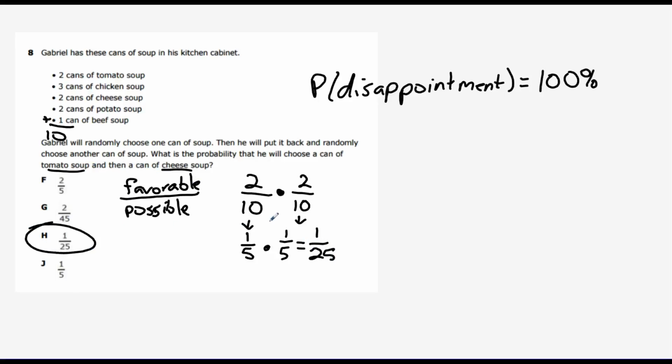1 out of 25. If you missed what we did here, this was divided by 2, divided by 2 gives us 1 over 5. This is how we got here. In case you forgot how to simplify fractions. Hopefully you didn't. Okay. So that was it for that question.